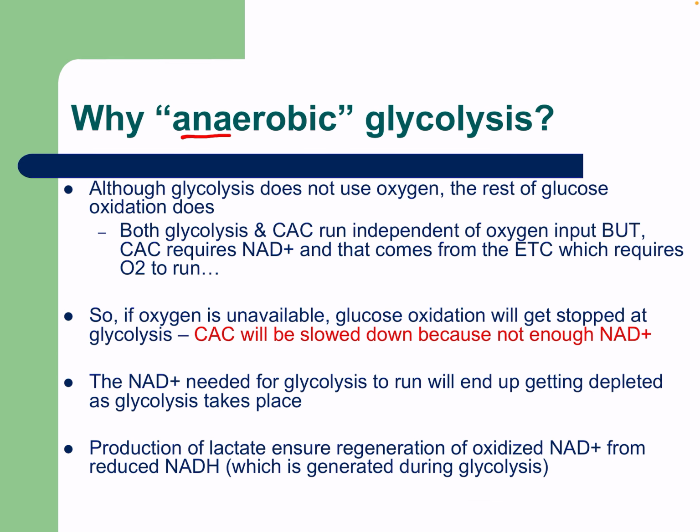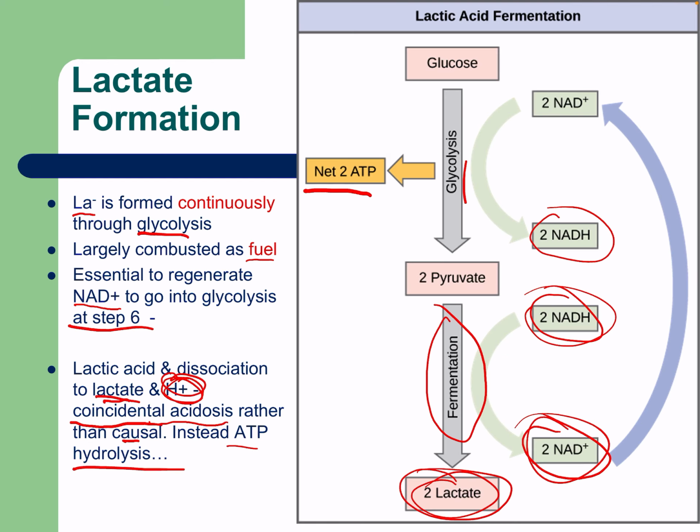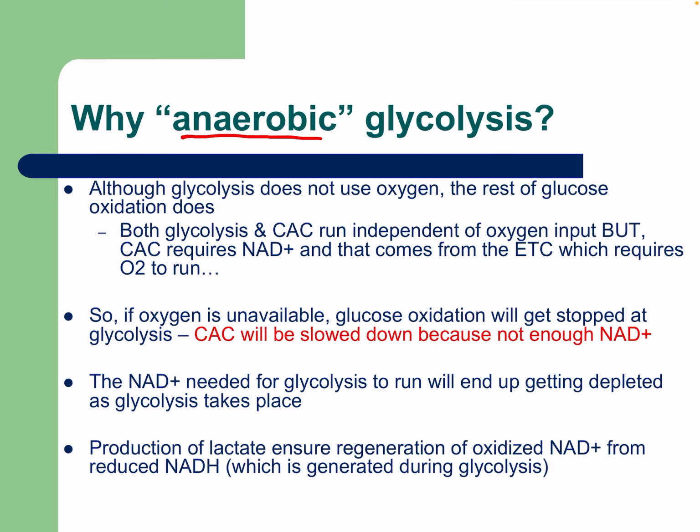So we talked about anaerobic glycolysis. This is happening with the lack of O2. Although glycolysis does not use oxygen, the rest of glucose oxidation does. Both glycolysis and the citric acid cycle run independent of oxygen, but the citric acid cycle requires the NAD+ that comes from the electron transport chain, which requires O2 to run.